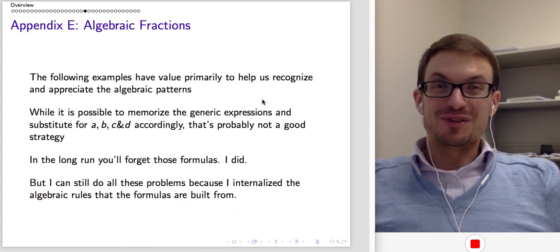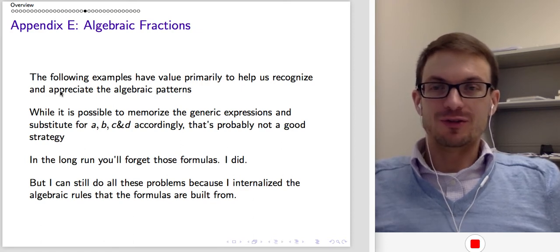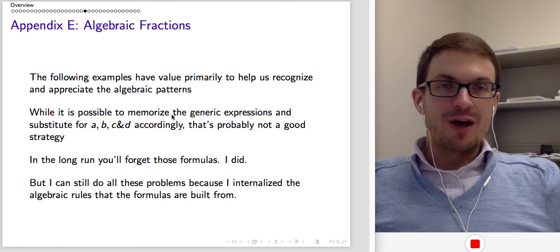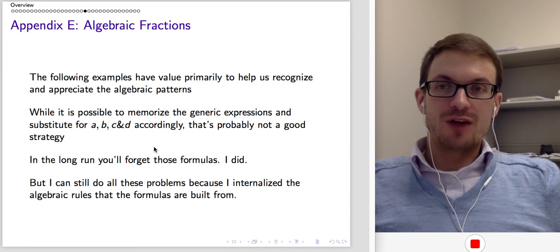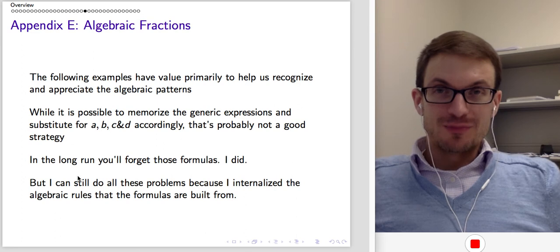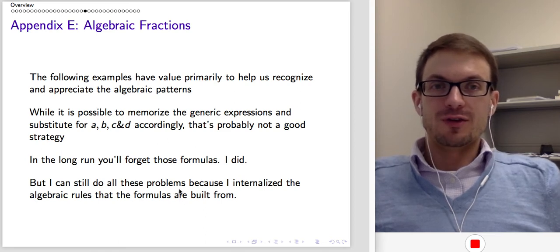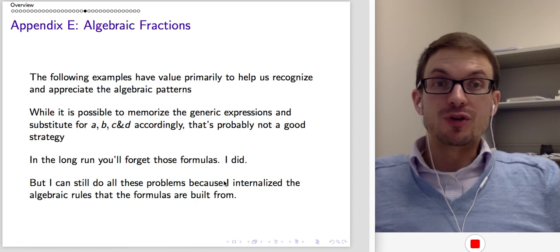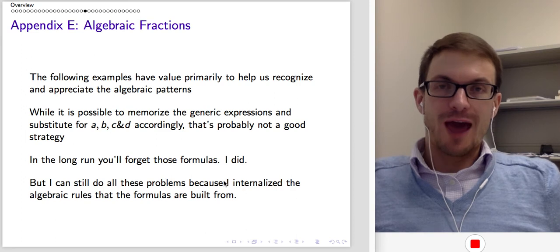So the following examples have value primarily in helping us recognize and appreciate the patterns, which is what I was saying. It's possible to memorize the generic expressions and substitute accordingly, but I say that's probably not a good strategy. In the long run, you're going to forget the formulas. I forgot them, but I can still do the problems, and hopefully you'll be able to too, because I internalized the algebraic rules that the formulas came from, and so that's far more valuable. Why do we show the formulas to you? Well, not for you to memorize them, but just so you recognize the pattern of what happens when you get a common denominator and when you follow the rules of algebra.